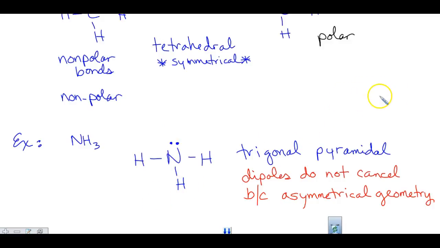Okay? So that's pretty much it in a nutshell. If you've got polar bonds and an asymmetrical shape, it's going to be polar. If you've got polar bonds that are all identical and a symmetrical shape, then it's going to be nonpolar. And if you have nothing but nonpolar bonds, because they're either identical atoms or the carbon-hydrogen, then it's a nonpolar molecule.